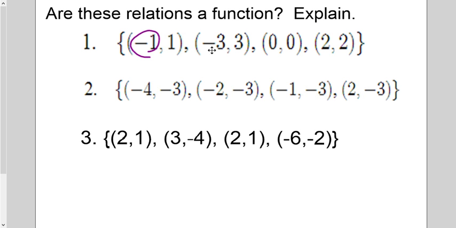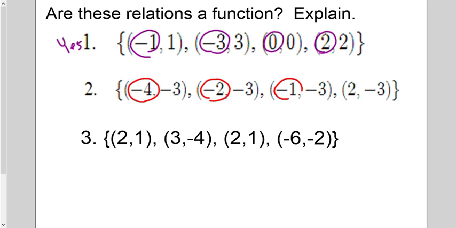The first thing that I said was go take a look at all the x values. So this is a -1, -3, a 0, and a 2. Did these x values repeat? Nope. So it's a function. Each x value has one unique y value. Let's go through and look at number 2. It's -4, -2, -1, and 2. Did any of these values repeat? No. So yes, it is a function.